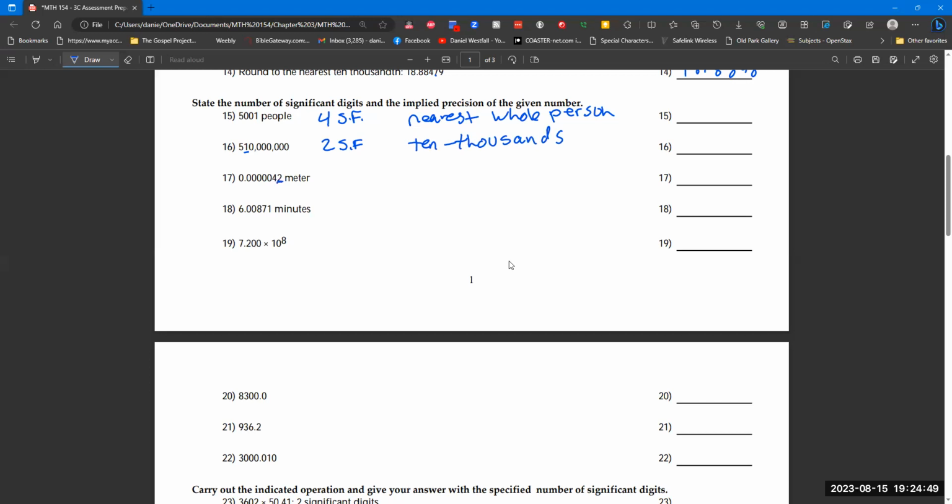We would say that this 2 here is the last significant figure, and probably the 4 and the 2 are the only significant figures, where these leading zeros between the decimal and the first significant figure that we see are not significant because they're just part of place value. So we have two significant figures.